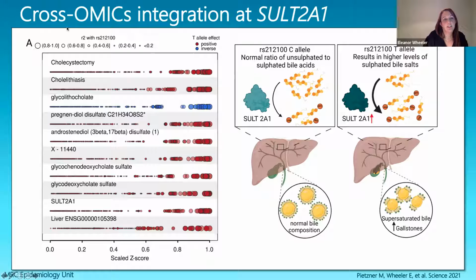And this is a nice example where integrating outcome phenotypes, protein data, metabolites, and expression puts together this really nice picture.